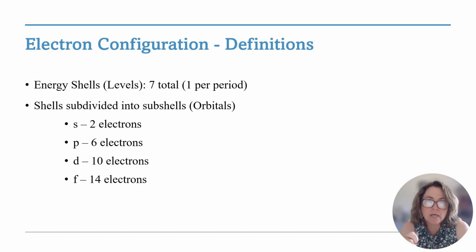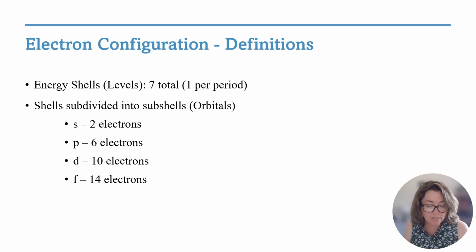There is a lot of information behind this. So if you've taken chemistry before, you may have gone into this in a little bit more detail. We're not going to do that in this course. We're going to give you basically exactly what you need. So the first thing is energy shells and levels. There are 7. We have 7 periods. There are 7 energy levels.